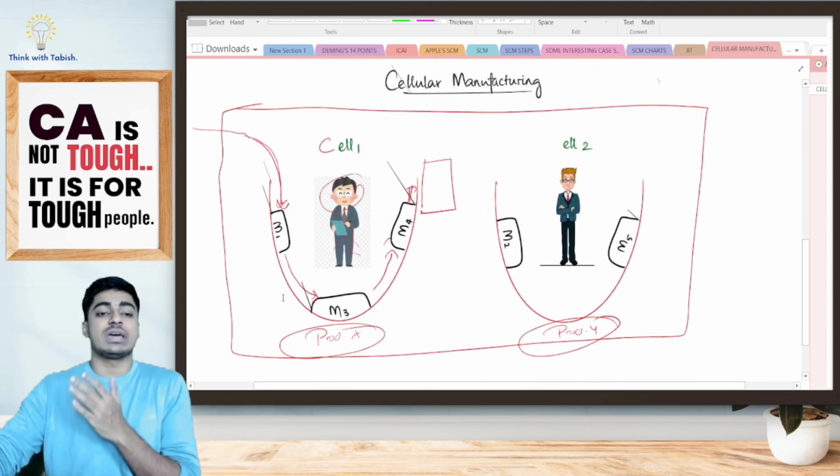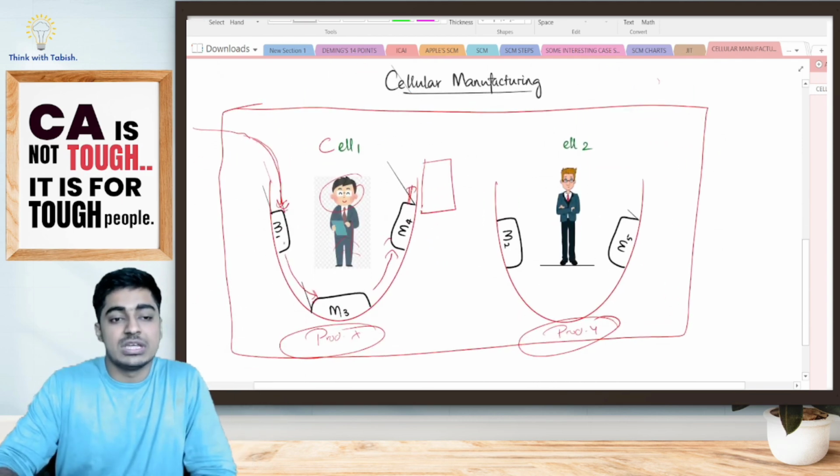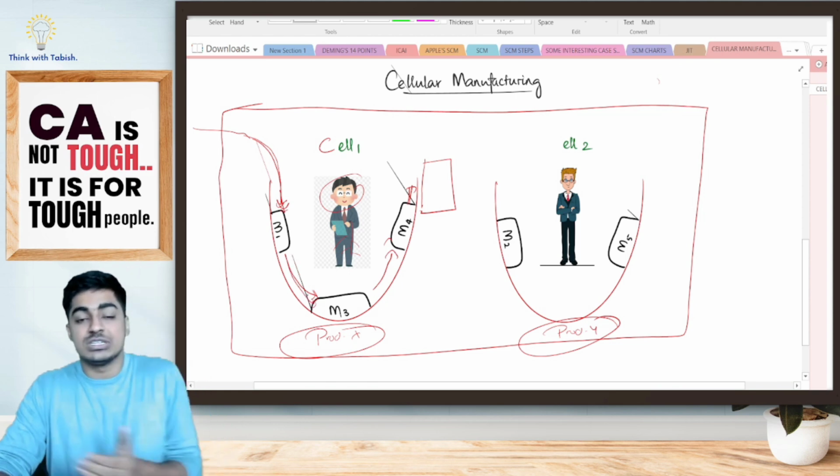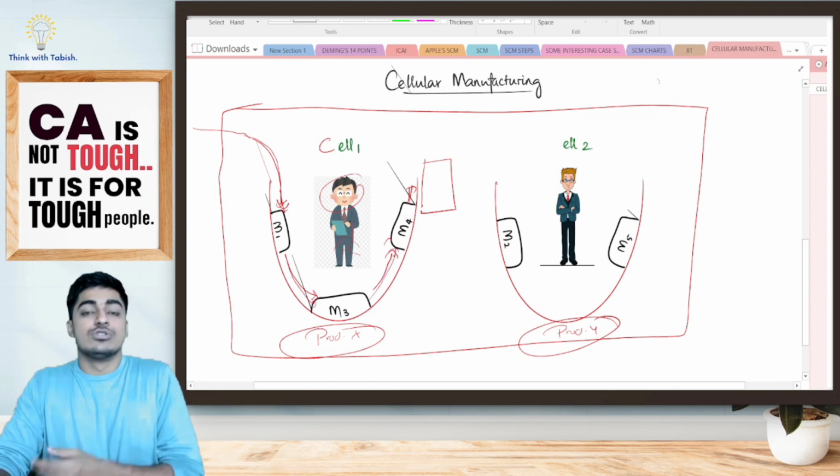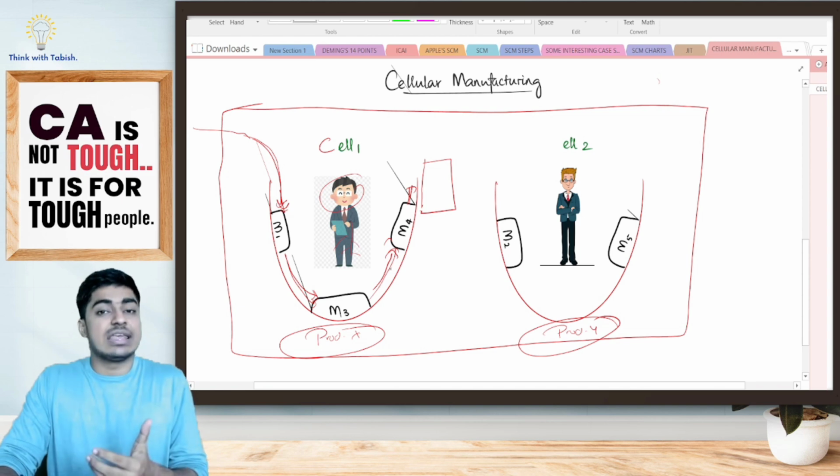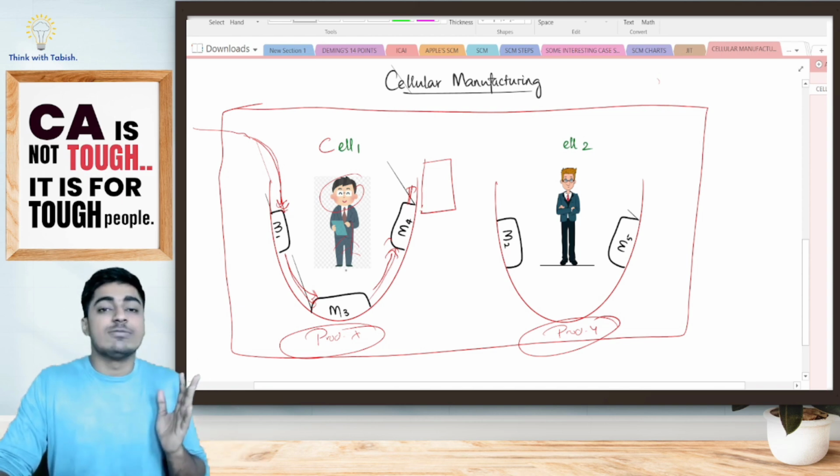Because they are close by, we produce 1 unit here. The moment it is done, it transfers to machine 3, then it goes to machine 4. So if at all any defects are there, that will be quickly identified.